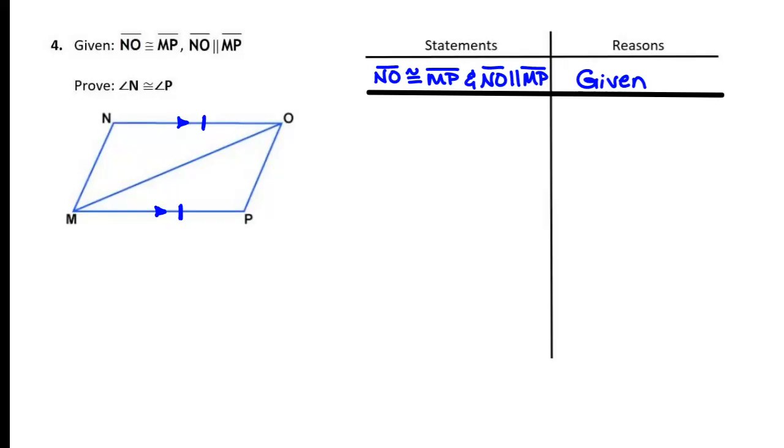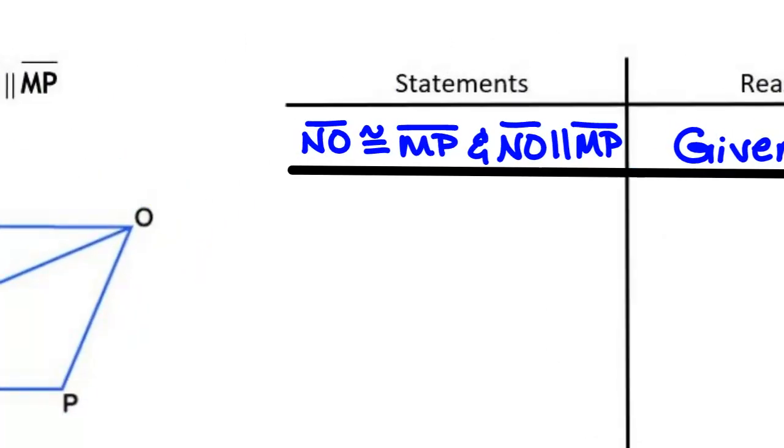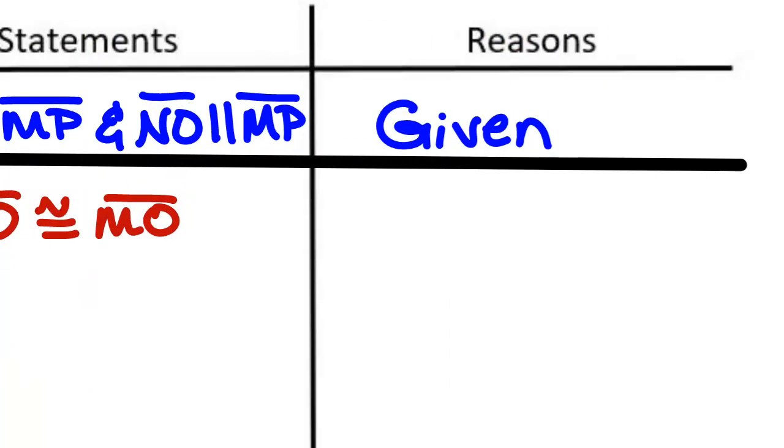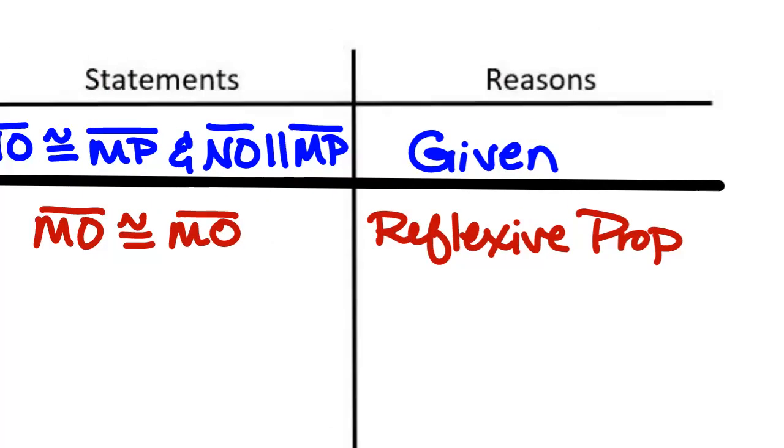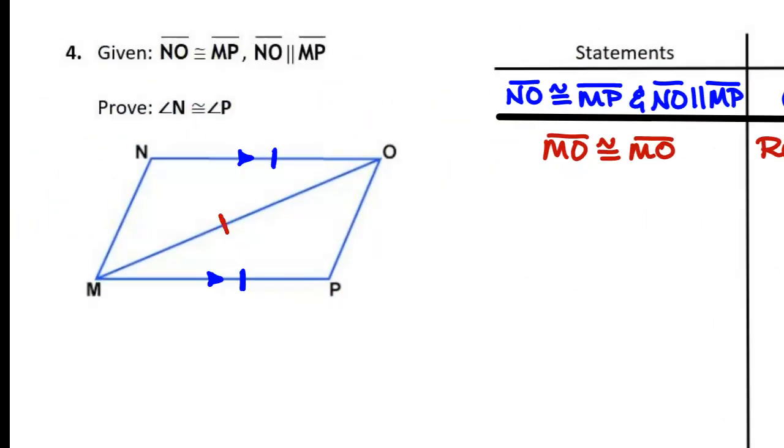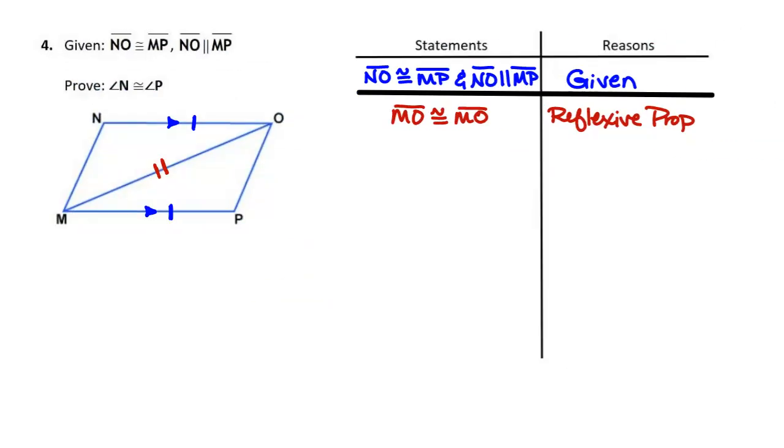Is there anything on the picture I'm allowed to mark without being told? MO. MO is congruent to MO. My reason? Reflexive property. Let's go mark that on the picture. Shared side is congruent to itself.